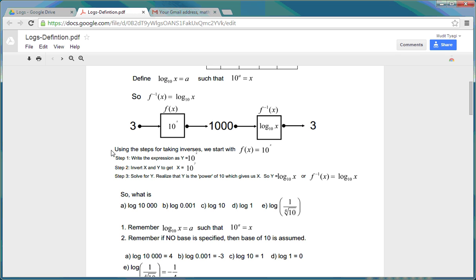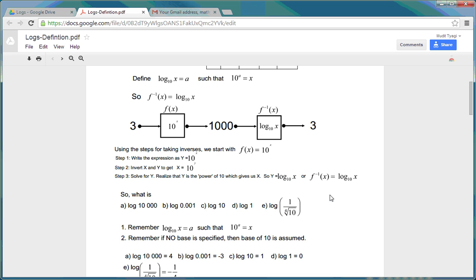So we see that when we take our algebraic steps for figuring out what is the inverse of f of x equals 10 to the x, the result that we get is what we would expect. The inverse is equal to log of x to the base 10. So that sort of completes the definition of logs.